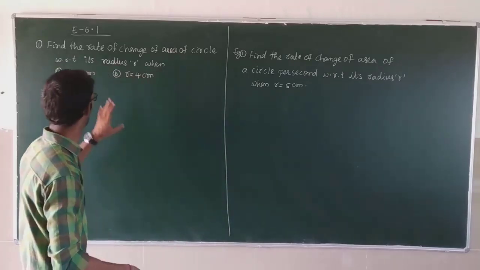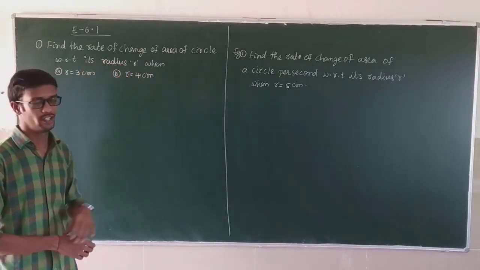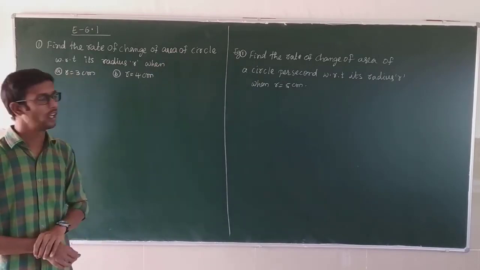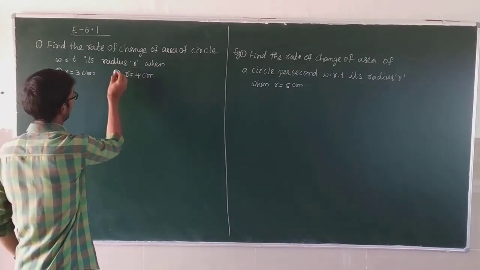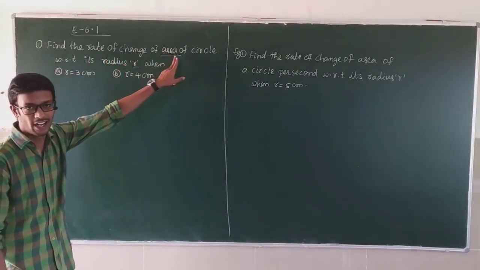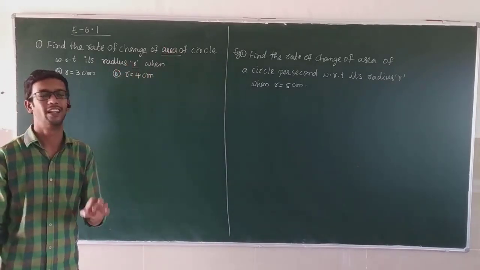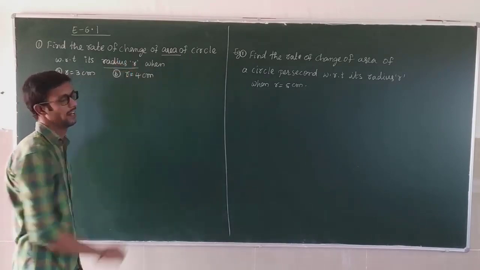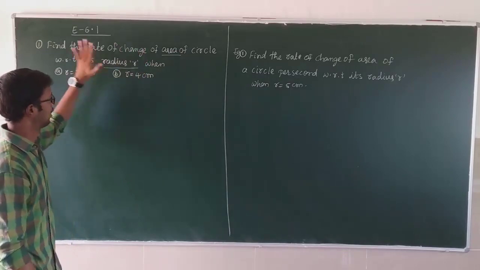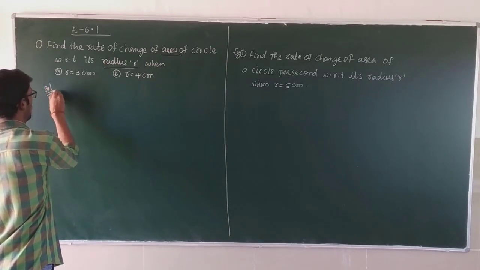Now you see exercise 6.1, first problem. Find the rate of change of area of a circle with respect to its radius r. That is, the change in area with respect to radius. Just understand the first line. First, write the solution.